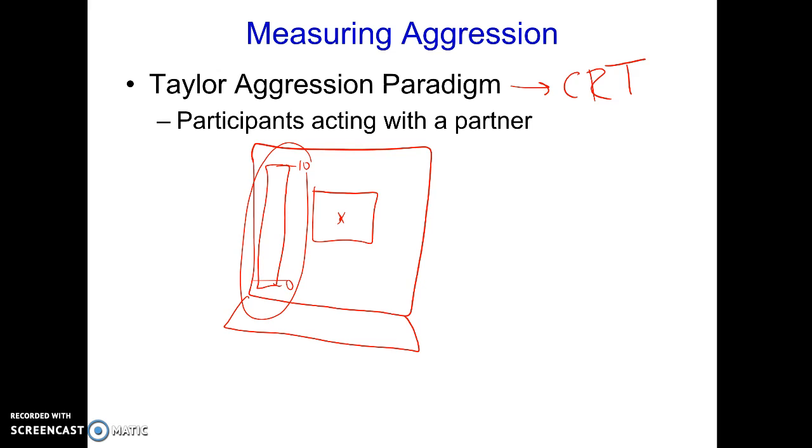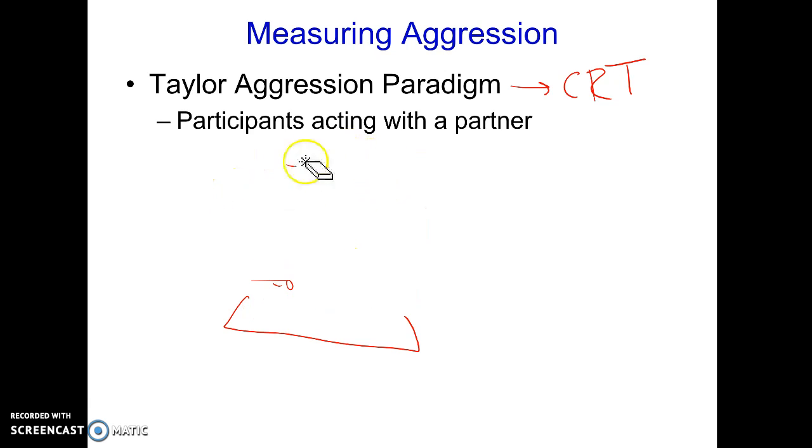So let's go through this. First, you pick on this scale from 0 to 10 what noise blast you want to give your partner if they lose and you win. Then you play the game, and it either says you won or you lost. If you won, you give the noise blast. If you lose, you receive it. Then you rinse and repeat that process over and over again. The CRT actually has 25 trials.